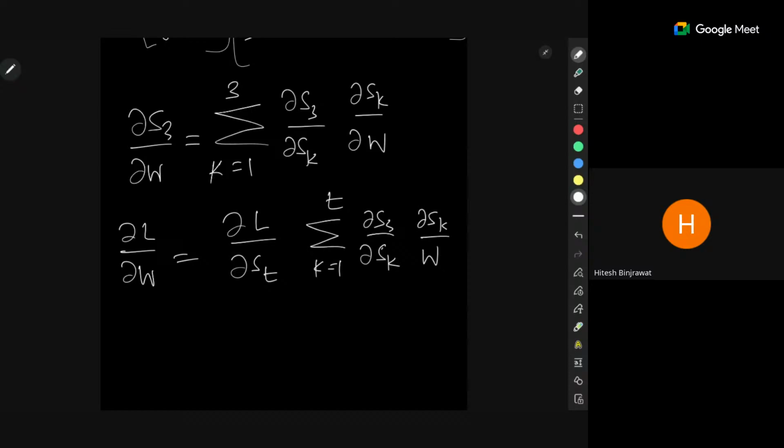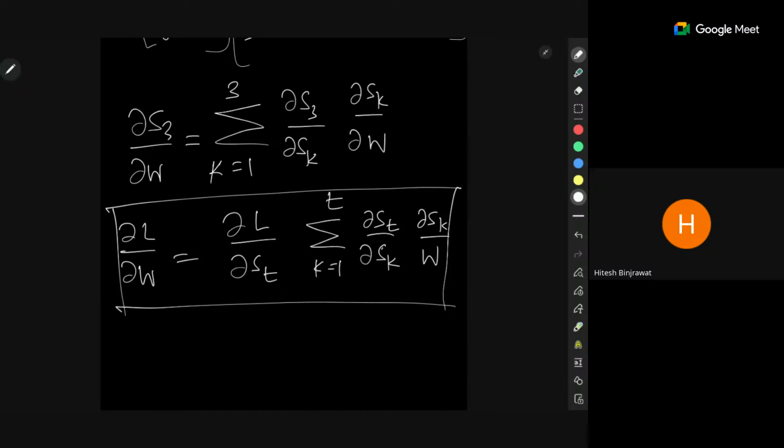So if you want to generalize, you can write it as T. I think this is also a T. Yeah. So this will generalize the formula. Okay. So this is how you can do with respect to W.